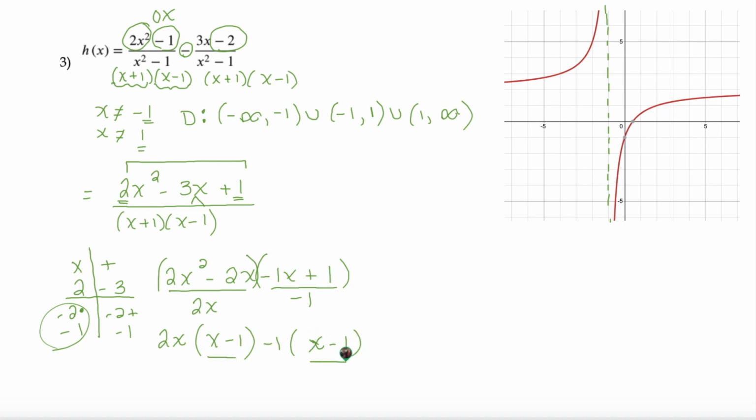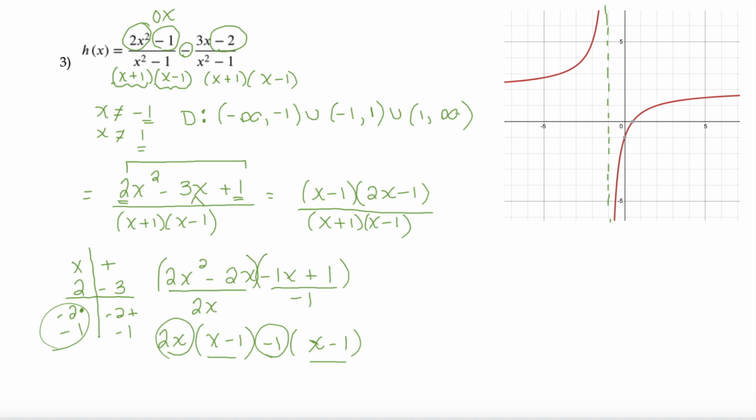Notice that our x minus 1s are the exact same, so I will factor out the common factor of x minus 1, leaving us with 2x minus 1. And my denominator is still x plus 1, x minus 1. Now another way to have factored the numerator, in case it's been a while since you've done that technique, another way you could have done it was guess and check. So guessing and checking factors until you found the right combination.